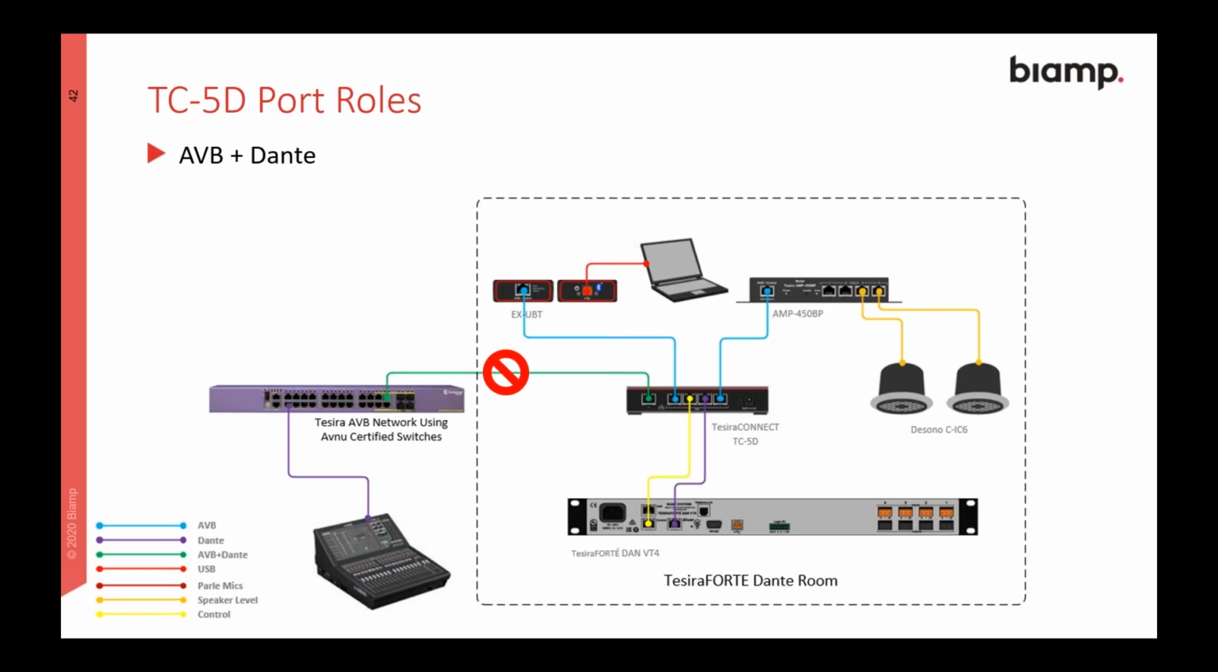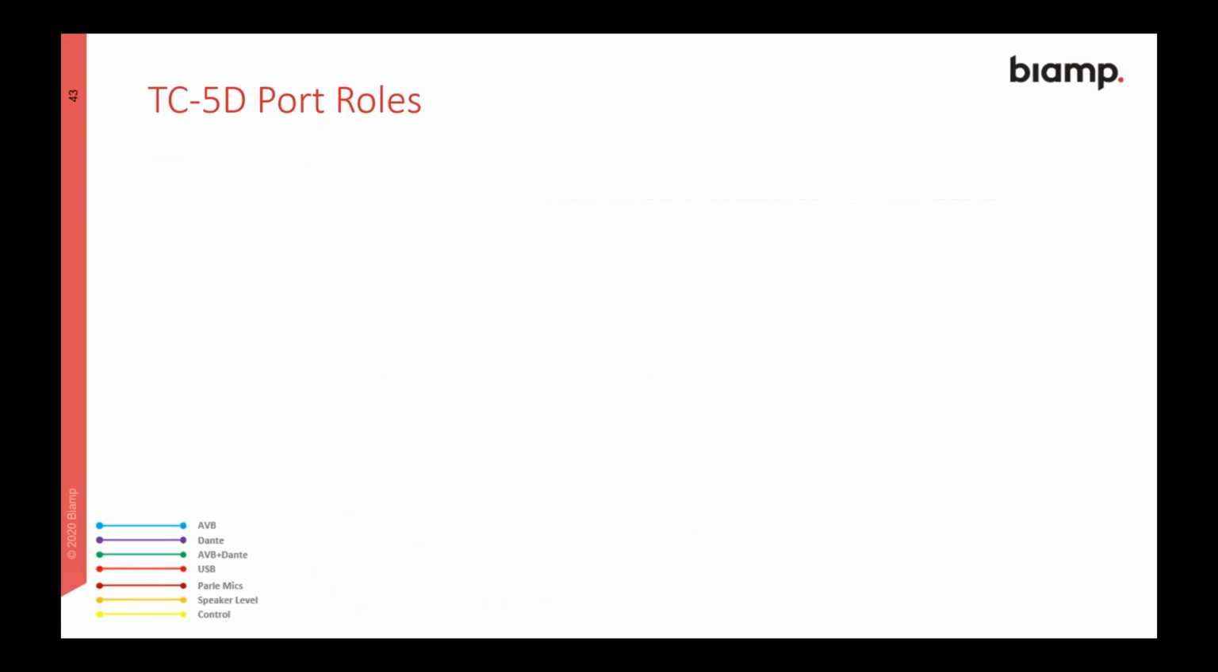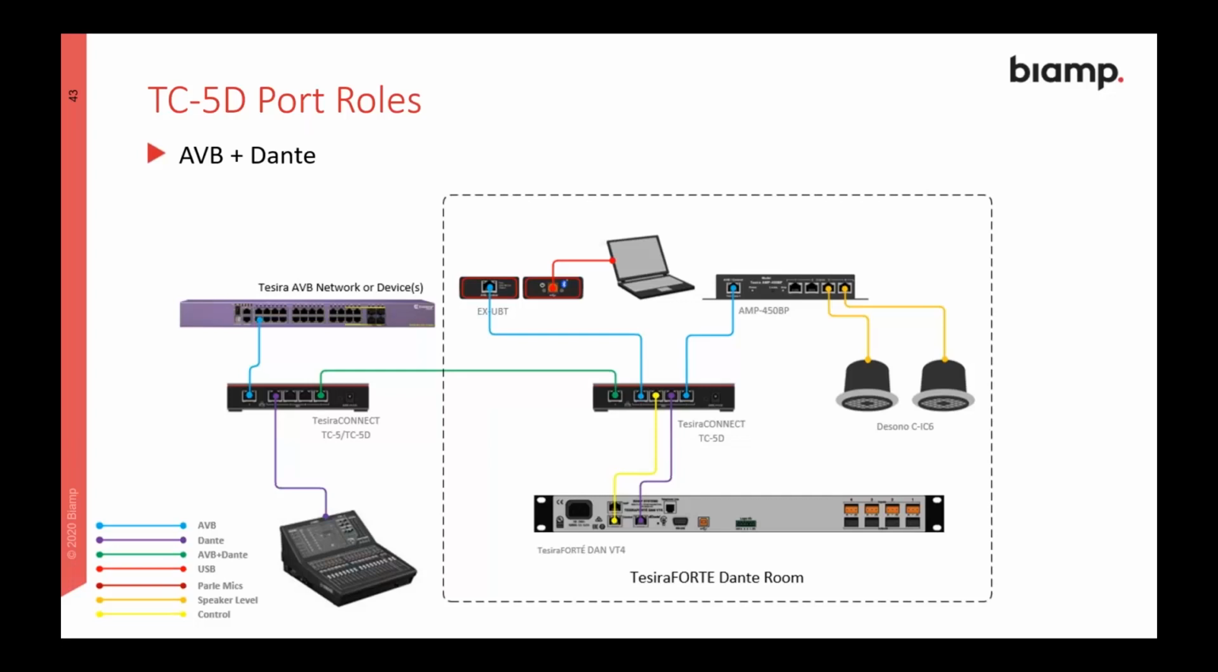So how do we deal with this? We can modify this by adding another TC5D or TC5. It can be either. Because these are both Tesira devices, we know exactly how to manage AVB and Dante on the same link. So therefore, this works. And of course, you can extend that external TesiraCONNECT to a bigger AVB network, as well as connect Dante devices on it. So this is one approach. This does mean that you'll need to add another TesiraCONNECT device if you wanted to have both AVB and Dante come into the Tesira Forte Dante room.